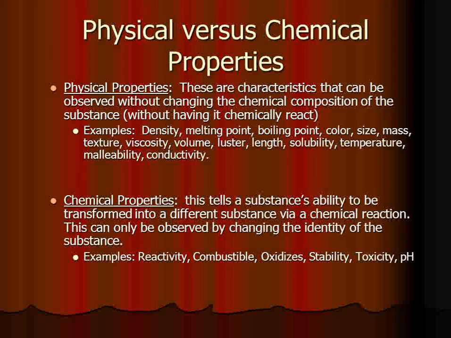Chemical properties tell us the substance's ability to be transformed into another substance via a chemical reaction. So these can only be observed if you change the identity of the substance. Examples include reactivity, whether something is combustible, oxidizes, stability, toxicity, and the pH.